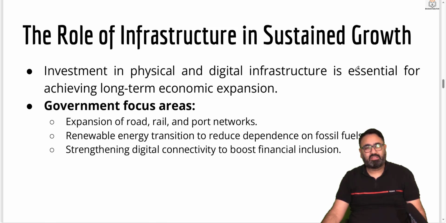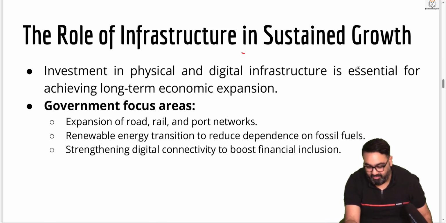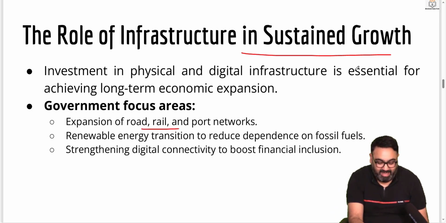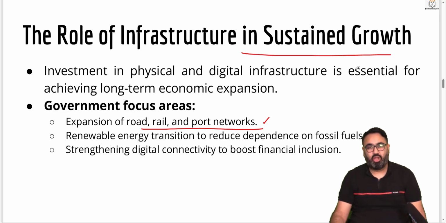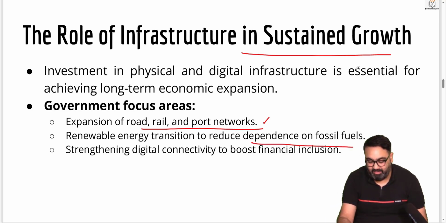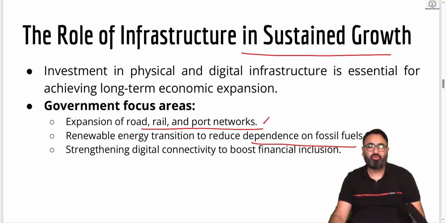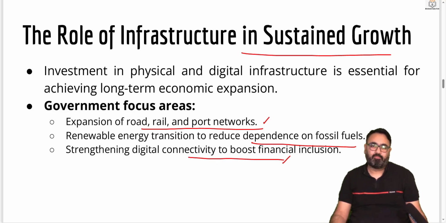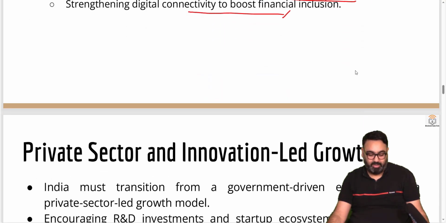Then the economic survey also talks about the role that has to be played by infrastructure in sustained growth. So the government has to focus on building robust infrastructure and increase their capital expenditure. For example, the suggestions are: focus on expanding rail, road and port networks. Renewable energy transition should also be a focus area to reduce our dependence on fossil fuel, and strengthen digital connectivity. All these are things that the government is already doing. But the economic survey is basically trying to tell that the government is going in the right direction and should give it a boost even further going forward if we have to become an attractive economy.